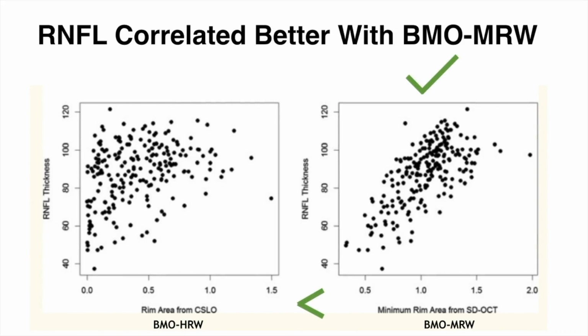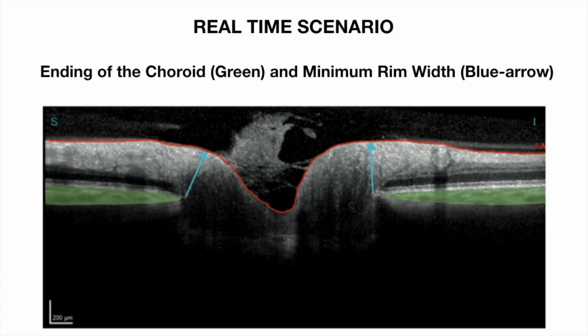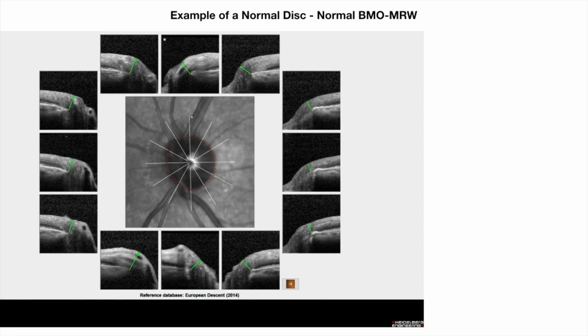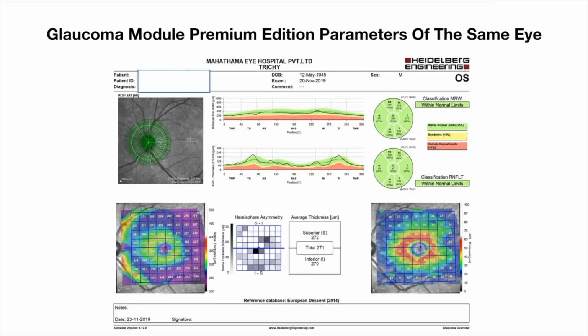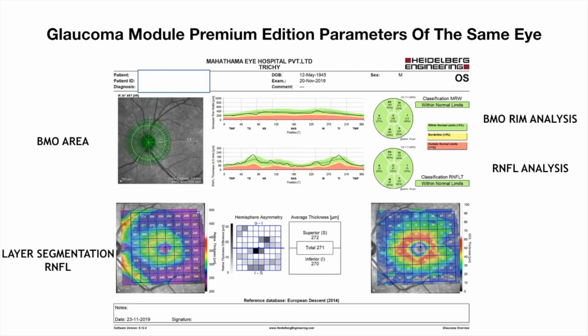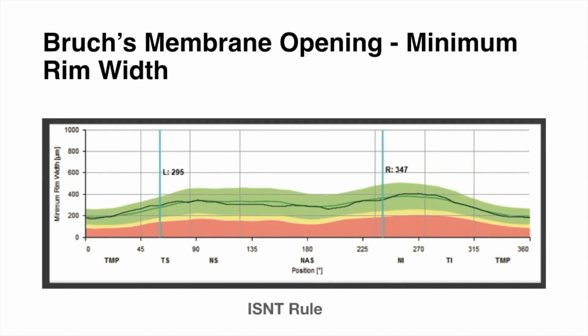Let us see an example of a normal disc in a real-time scenario. A normal disc will have a normal BMO MRW, depicted by the green arrow illustrating BMO MRW. Glaucoma module premium edition parameters of the same eye, such as BMO area, BMO rim analysis, RNFL analysis, RNFL thickness and ganglion cell layer thickness, all appear to be normal. BMO MRW follows the ISNT rule. Inferior and superior rim width appears to be thicker than the nasal and temporal rim width.